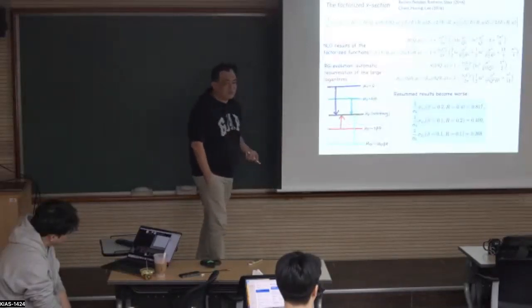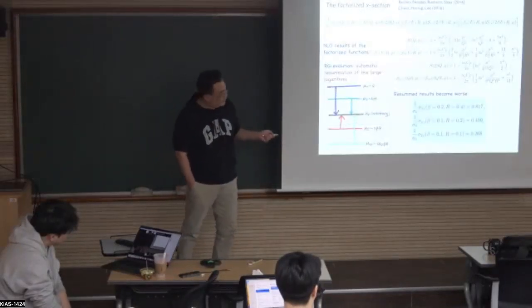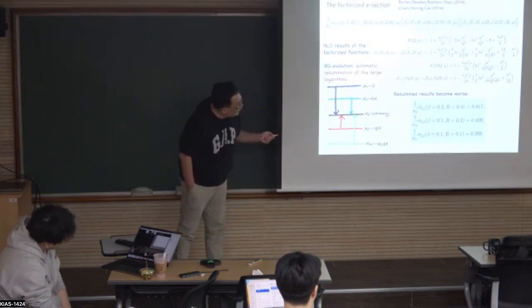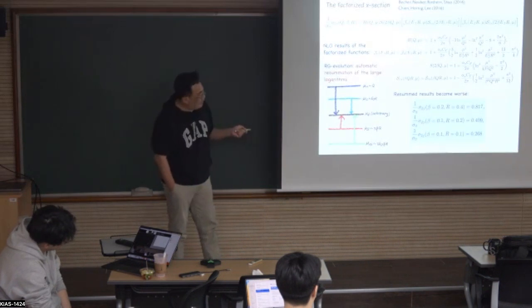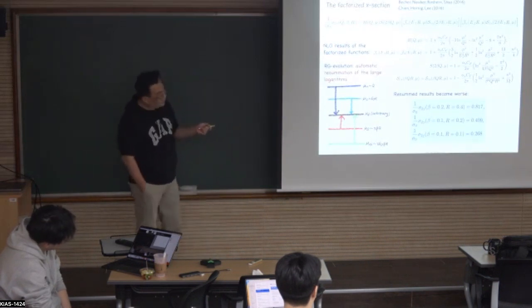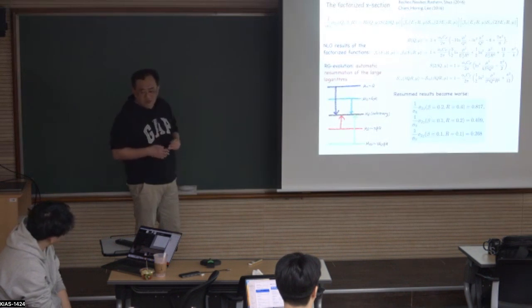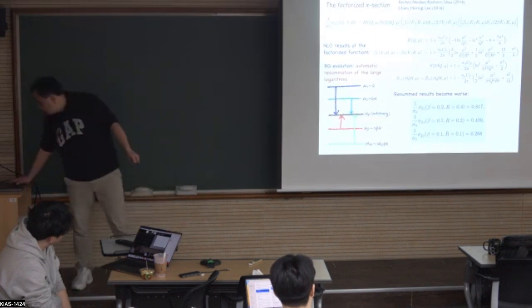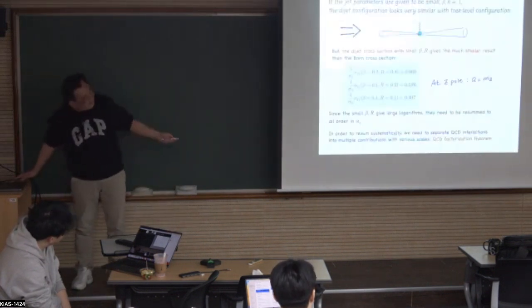So here, I just briefly showed the resummed result like that. Actually, the resummed result becomes worse. What I mean here is that the resummed result is much smaller than the leading order result, much smaller than the fixed order result I showed previously.